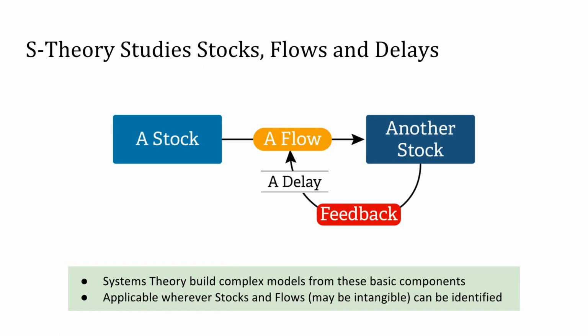The components we will be using to build models in systems theory are stocks, flows, feedbacks, and delays. A stock might be a lake. We might have another stock, which is a reservoir, and we might have a flow of water between those. There may also be a feedback loop, which controls the inflow into the reservoir based on the water level in that reservoir. Stocks and flows don't necessarily have to be physical. They could also be intangible.